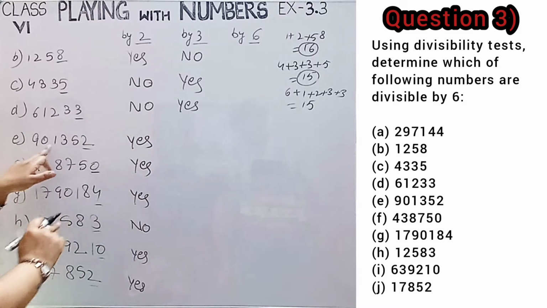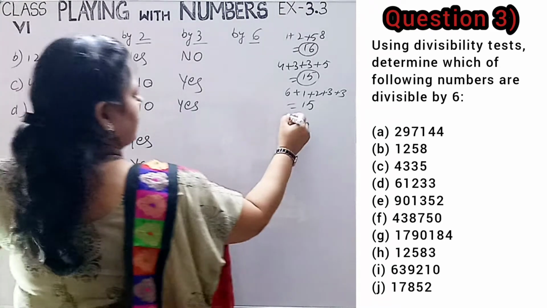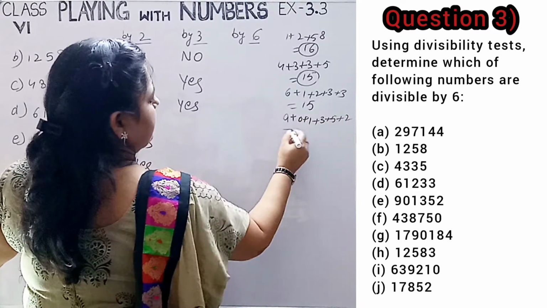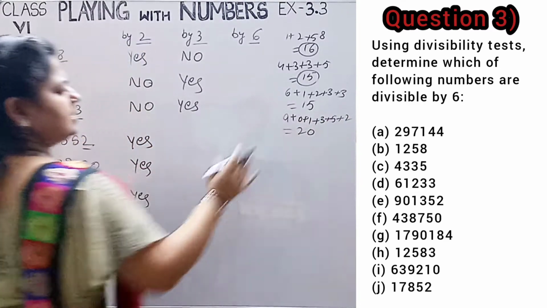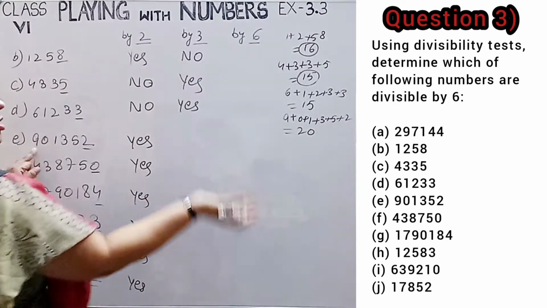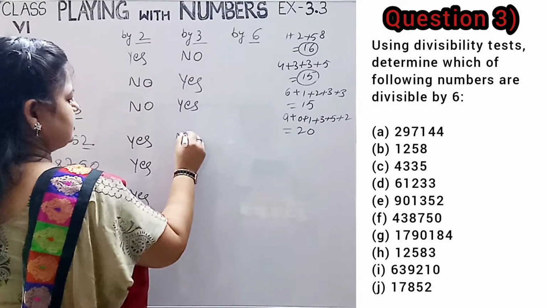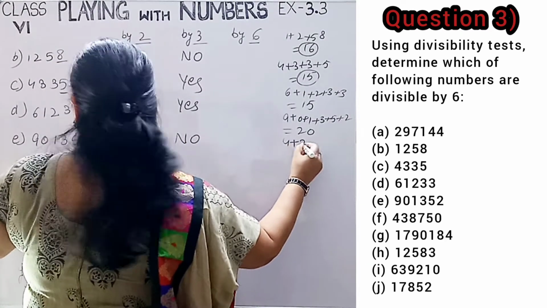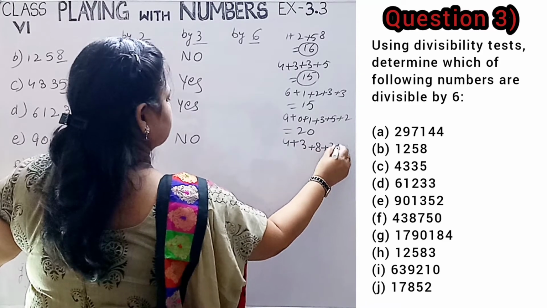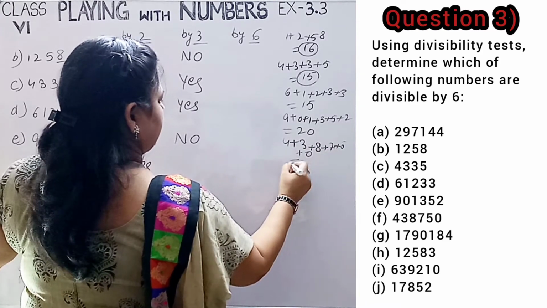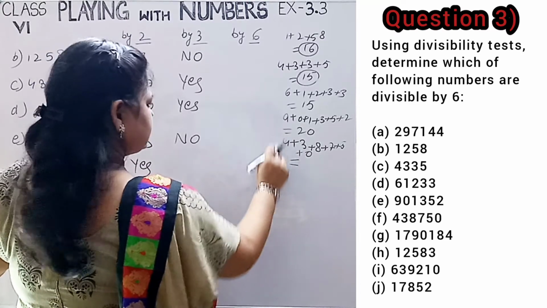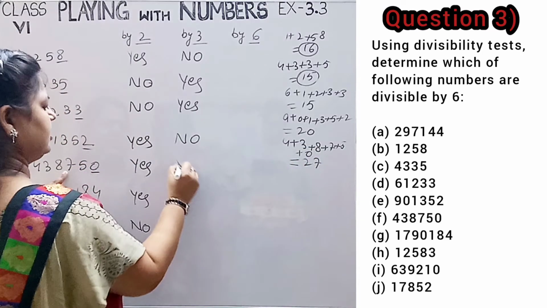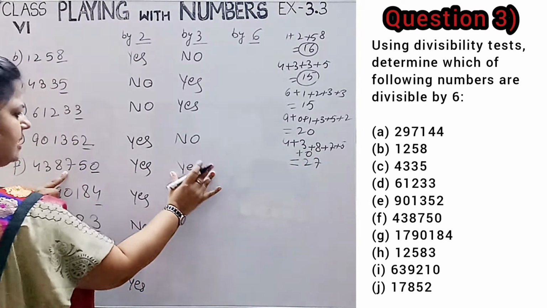Now 9, 0, 1, 3, 5, 2. So 9 plus 0 plus 1 plus 3 plus 5 plus 2, and we get here 20. And 20 is not a multiple of 3. So the answer is no. Next one is 4 plus 3 plus 8 plus 7 plus 5 plus 0. And the sum of these digits is 27. And 27 is a multiple of 3. So this number is divisible by 3 also.